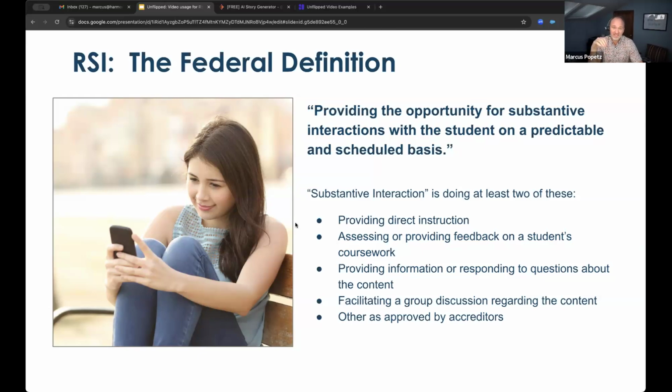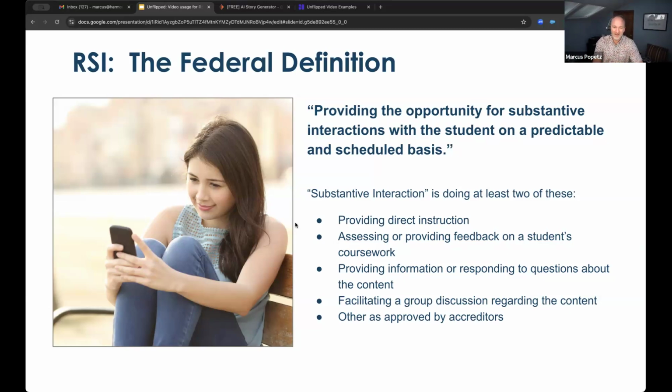The one we're going to focus on today is facilitating a group discussion, because this is the heart of, and I would say the most commonly used way to engage students inside the class. And as long as you're picking two of those four, you're good as far as the feds are concerned.